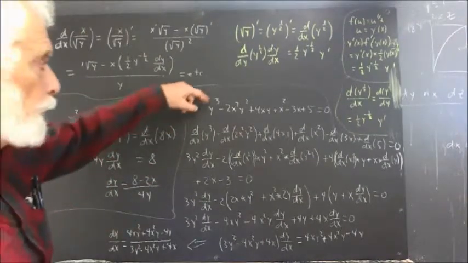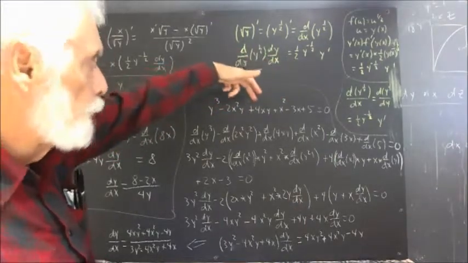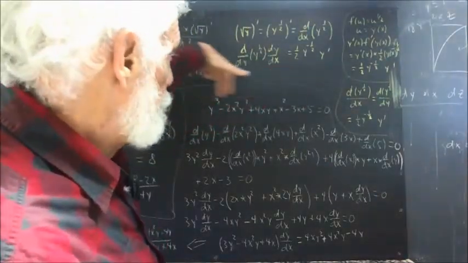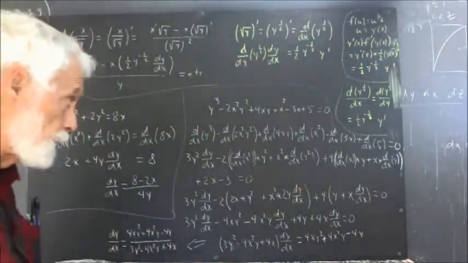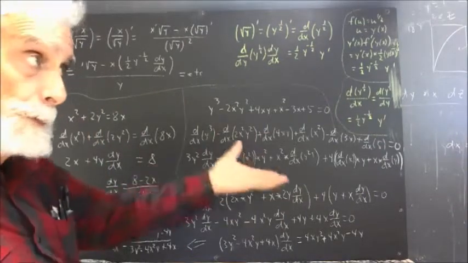Okay, again, y cubed minus 2x squared y squared minus 4xy plus x squared minus 3x plus 5 equals 0. That's just the equation in the document. Okay, so we're going to take the derivative of this with respect to x.